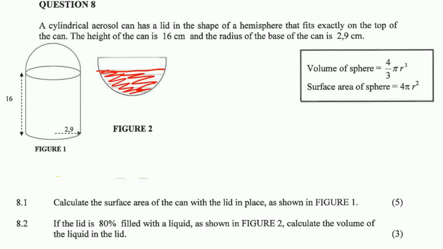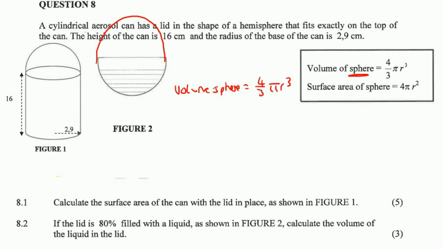Okay? So all we're going to do, guys, is we're going to pretend that this was a complete sphere because they've given us the volume. So volume of a sphere is 4 over 3 pi r cubed. Let's just go work that out. So 4 over 3 pi. Now the radius is 2.9. And let's just work that out. And so I'm not going to round off because this is not the final answer.